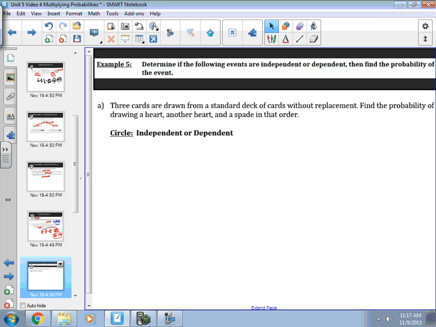All right, let's look at some more problems here. So now each of these we got to go through and figure out, is it independent or dependent, and then also figure out what the probability is going to be. So let's take a look at another card problem. It says 3 cards are drawn from a standard deck without replacement. Okay, that's a big key in this one again. It's not being replaced. What's the probability of drawing heart, heart, and spade in that order? Well, if they're not being replaced, these choices are going to be dependent because your total is going to be different each time.